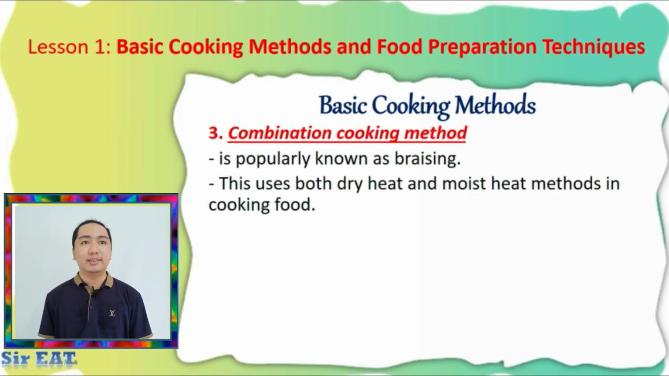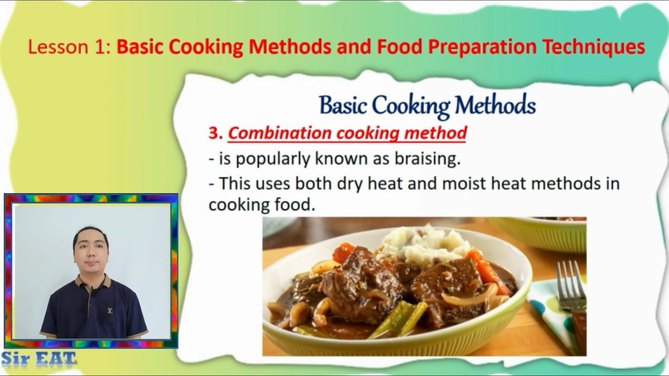And our last method is the combination cooking method. It is popularly known as braising. This uses both dry heat and moist heat methods in cooking food. This is where ingredients such as meat, poultry, or fish are seared in fat at high temperature, then simmered in a small amount of water for better texture and flavor. So those are the techniques or methods that you need to use before cooking.